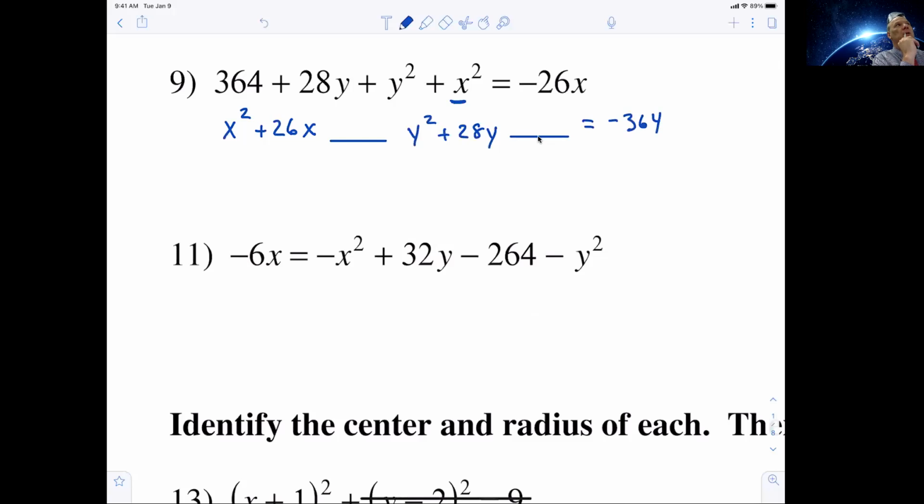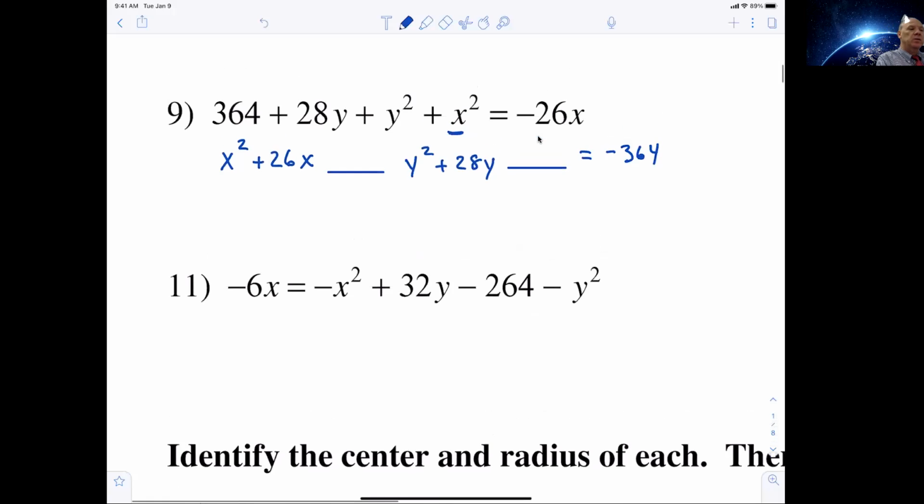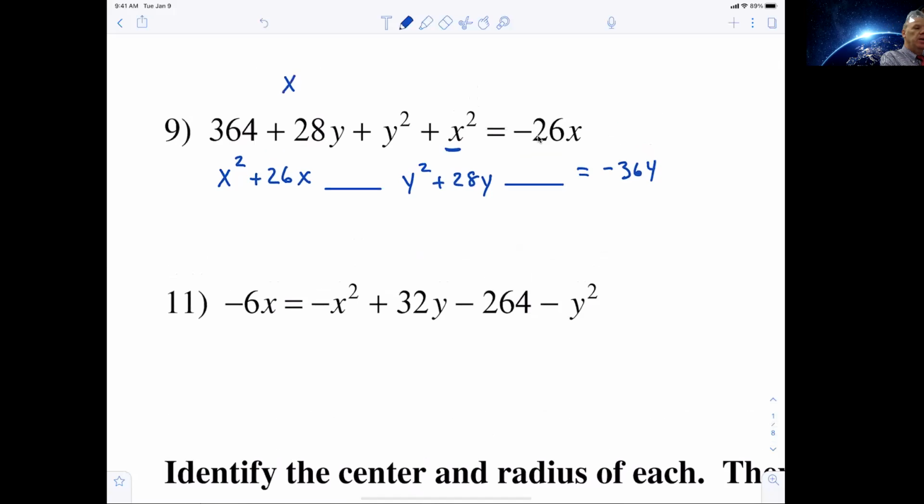If you're going to make yourself a note, you can just say you've got to group the x's and group the y's, and the constant goes on the other side. Why does it go on the other side? Because remember, you're trying to get it into this format, (x - h)² + (y - k)² = r², and r squared is nothing more than the constant. Now is why we call it completing the square.